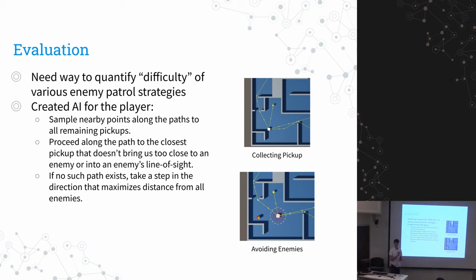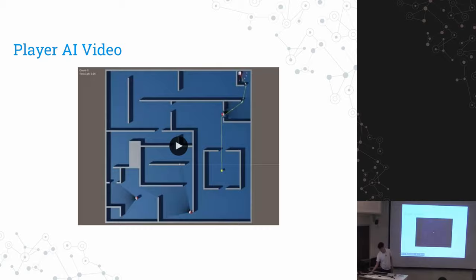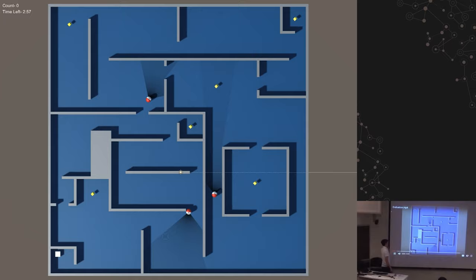And if there are no paths that are safe, it will attempt to take a step that maximizes distance from all the enemies. So it essentially proceeds to the nearest pickup that is safe to pick up, and otherwise will attempt to run away from enemies. And here's a video of this in action. You'll see that it will do precisely as I described, essentially.